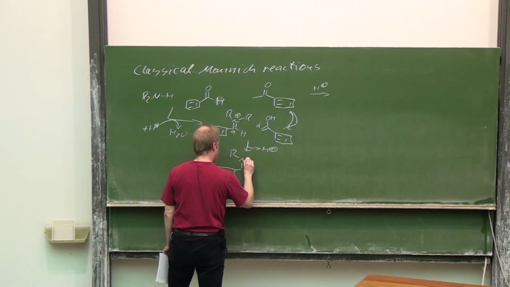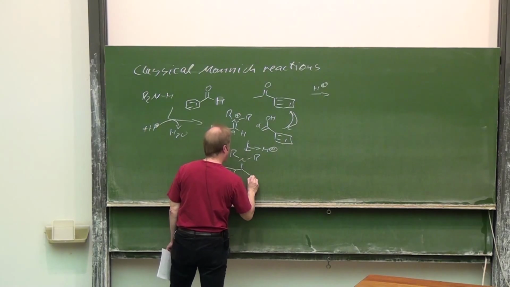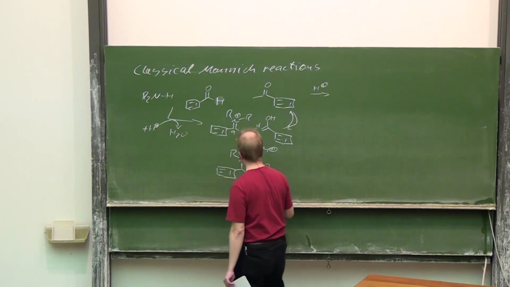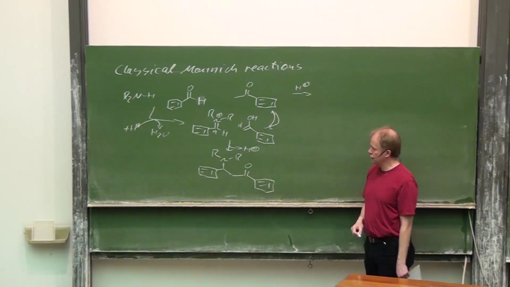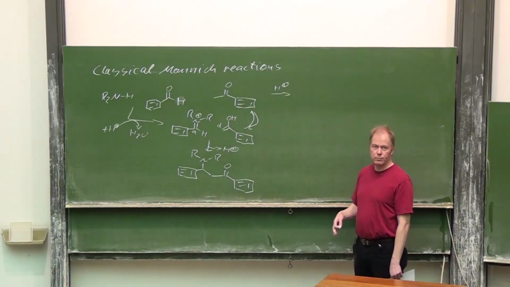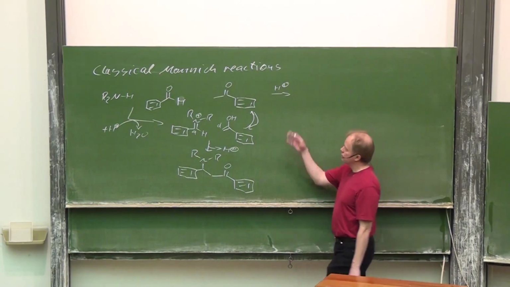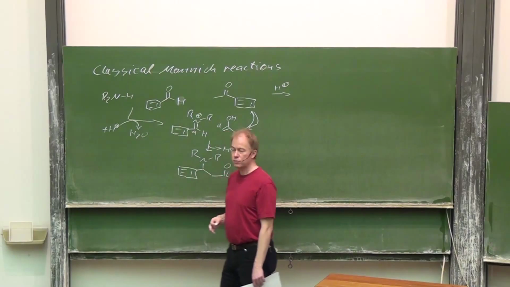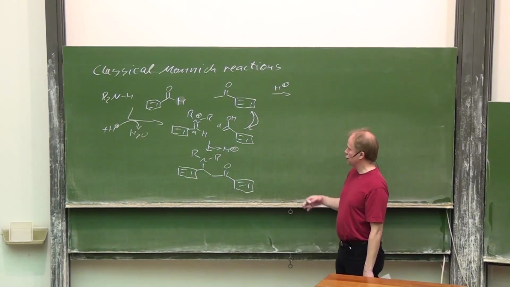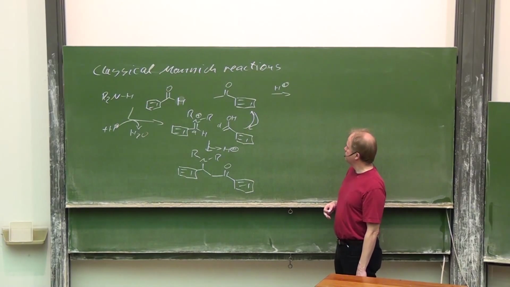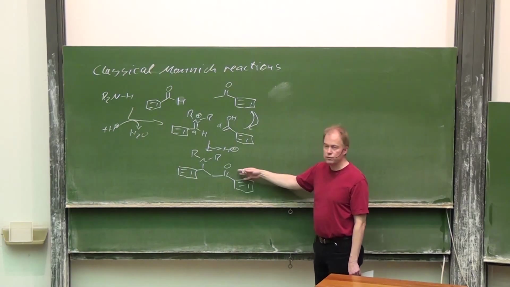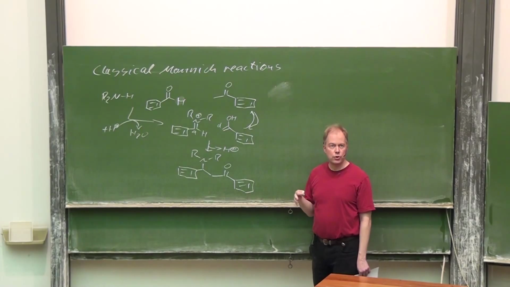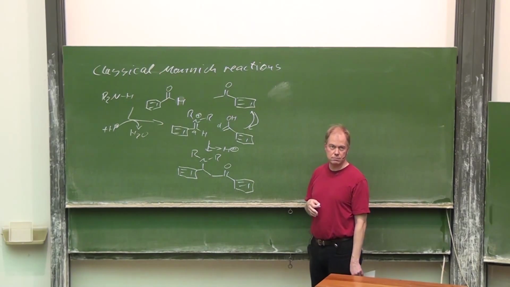And the overall outcome, therefore, is then this product. So a one-pot reaction, a three-component one-pot reaction, which is called the Mannich reaction. Well, you can get to this product by an alternative pathway.